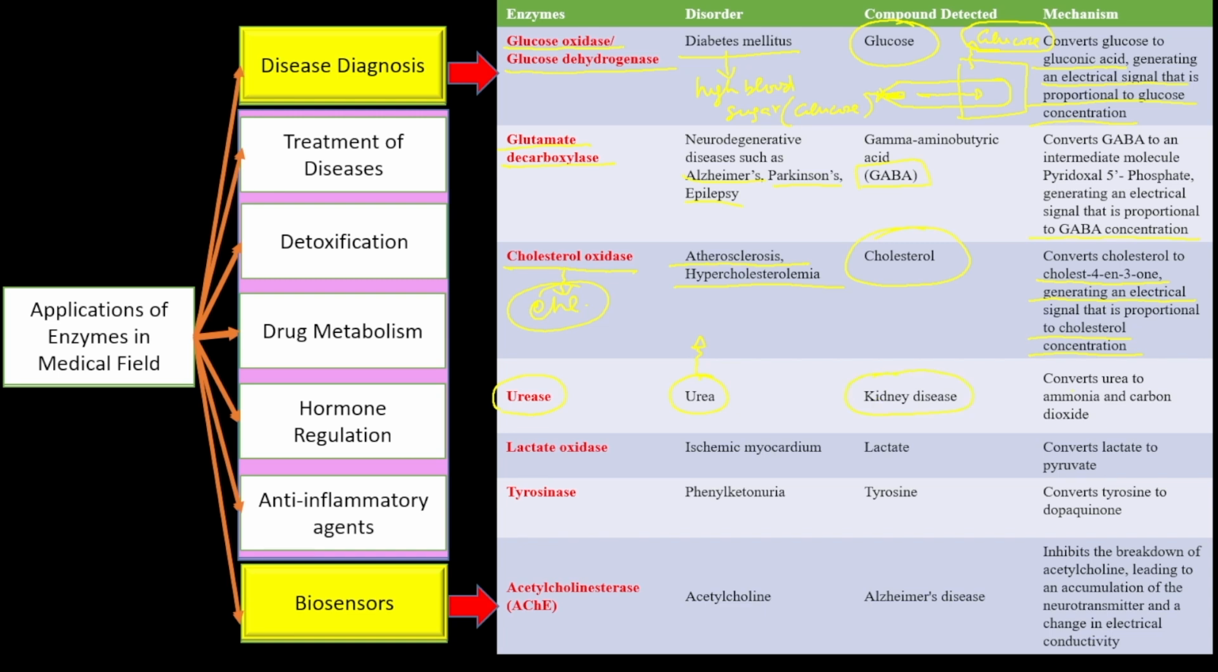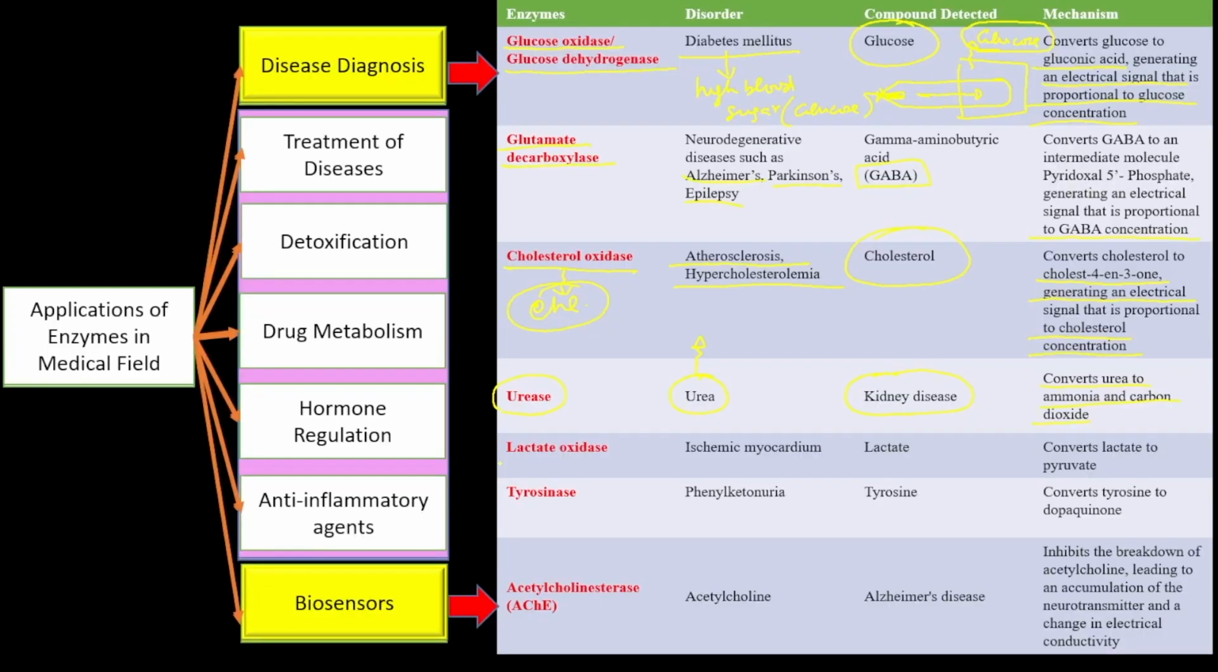Okay, and how urease actually works as a diagnostic marker, or as a molecule to detect urea, is that it converts the urea into ammonia and carbon dioxide, and you can measure the level of ammonia and carbon dioxide, and that's how you can measure the level of urea.